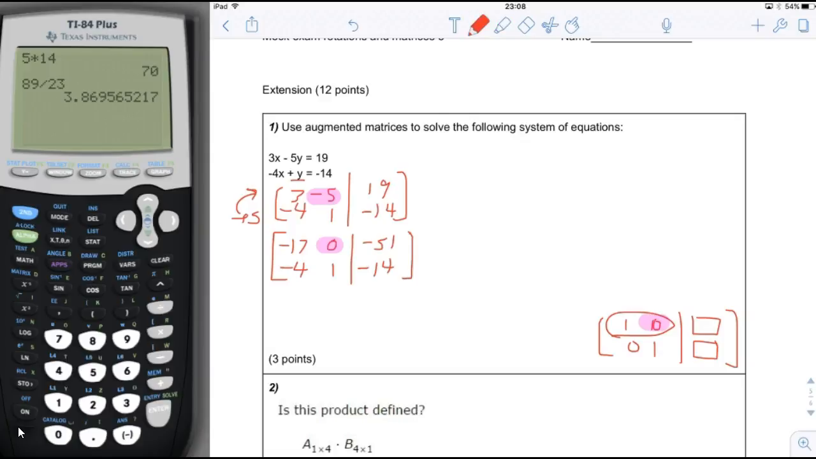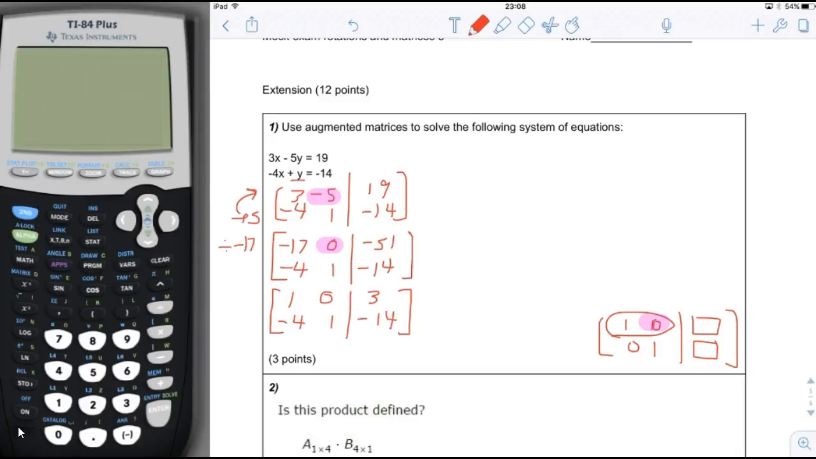Now, how about if we divide the first row by negative 17, and maybe we'll end up with the top row completely done. Negative 17 divided by negative 17 is 1, so there's a 1 there. 0 divided by negative 17 is still 0. And finally, negative 51 divided by negative 17 gives us 3. The bottom row is still going to be negative 4, 1, negative 14.